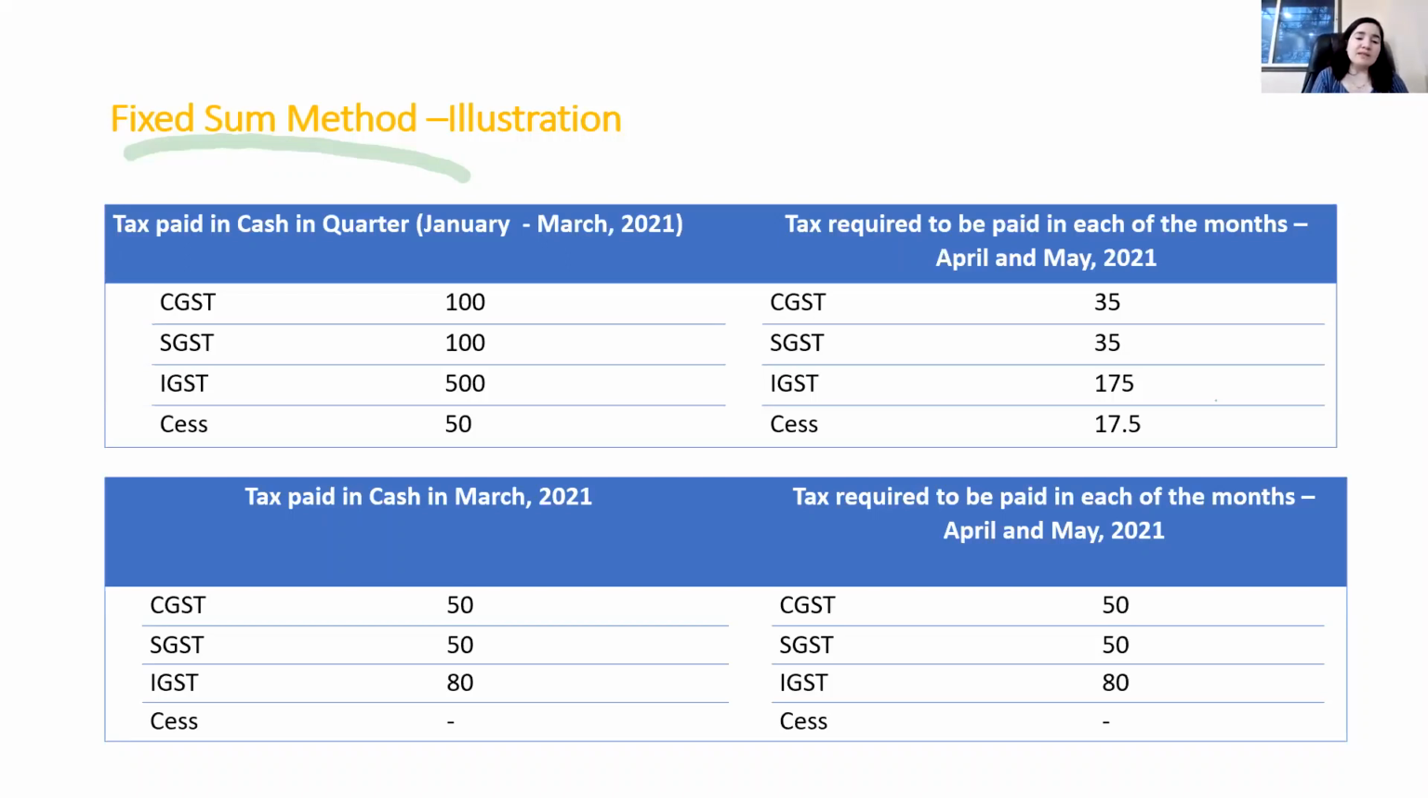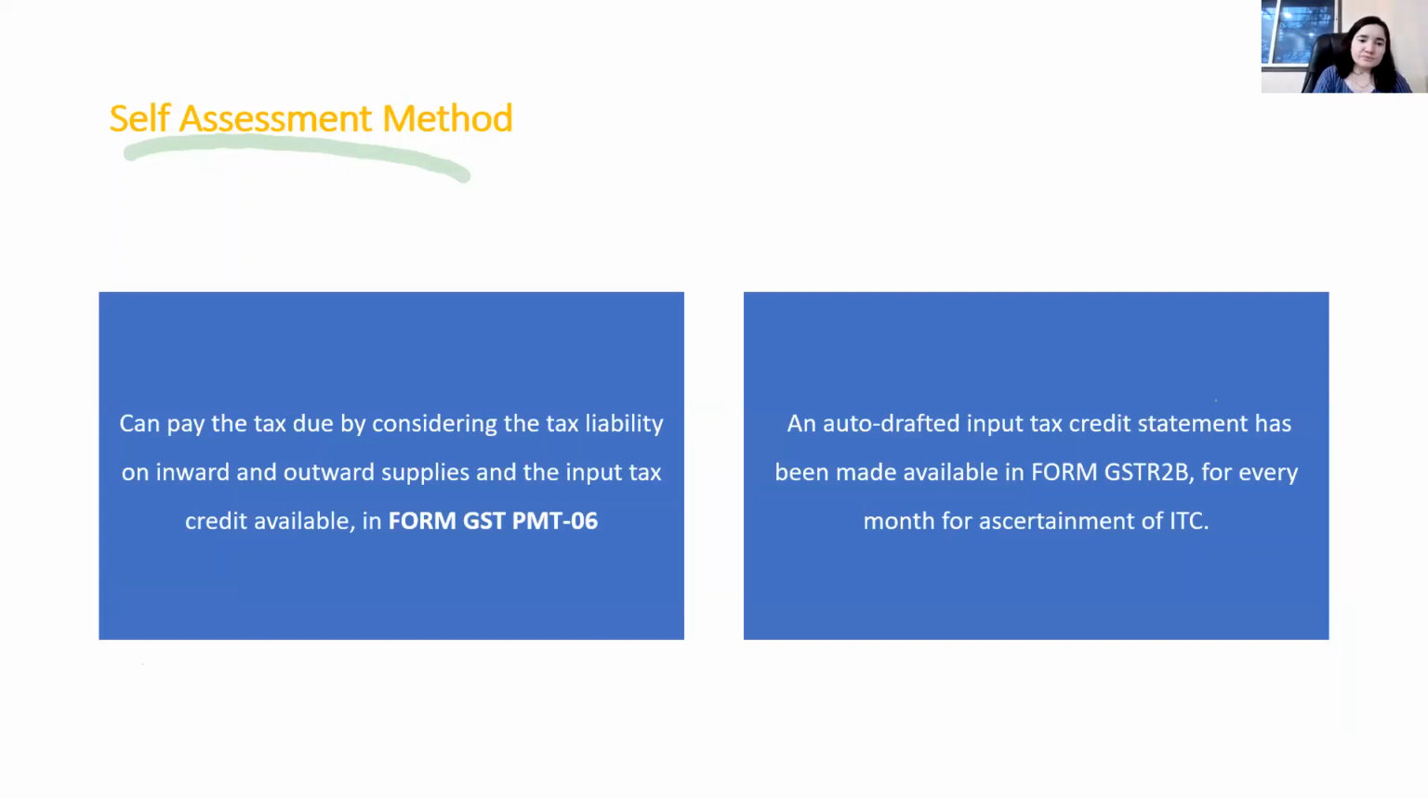Second, in case of monthly, let's say in March 2021, the liability paid was CGST 50, SGST 50, and IGST 80. Then in such a case, the tax required to be paid in each month, that is in April and May, you can opt for 50, 50, and 80. That means whatever was paid in the last month, that is March, the same can be paid for the 2 months of the next quarter, that is 50, 50, 80. So these two methodologies are available for the payment of the tax.